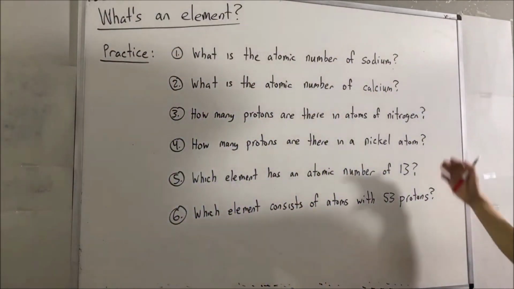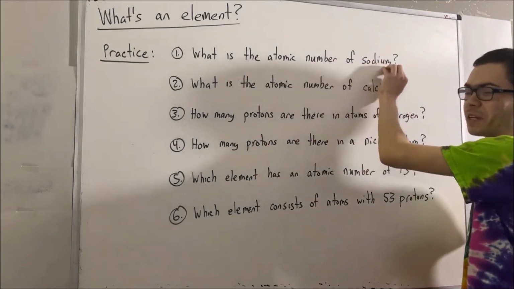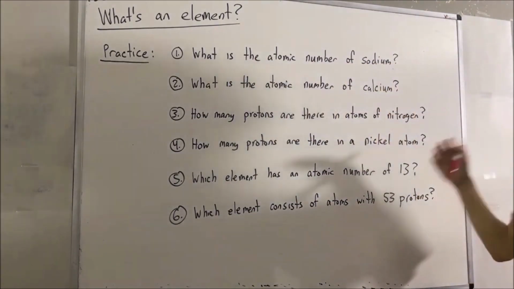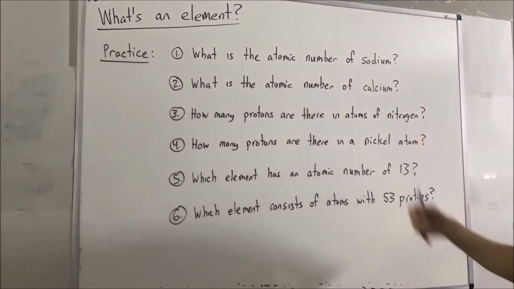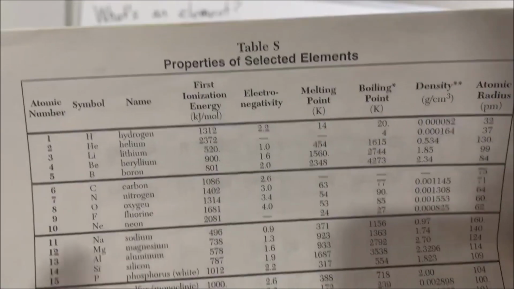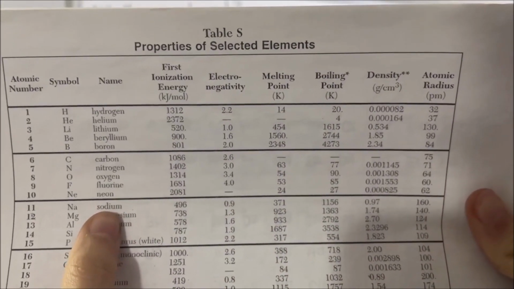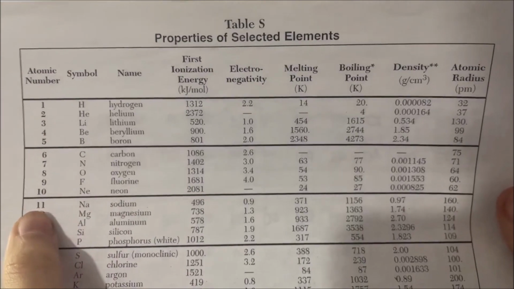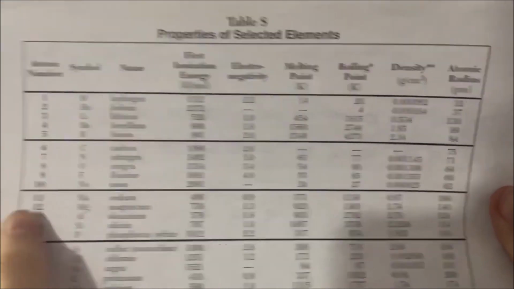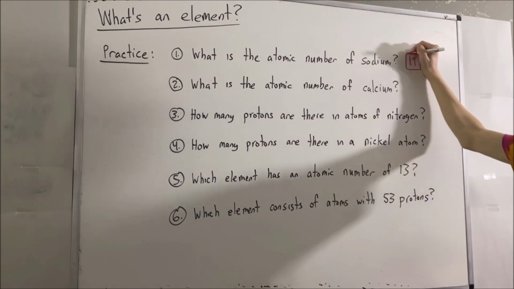Okay, so question 1. What is the atomic number of sodium? Now, we can go to table S to look this up. So, going to table S, we're going to look for sodium. Now, looking at table S, we see that sodium is right there. And reading off the atomic number of sodium, we see that it's 11. So the answer is 11.